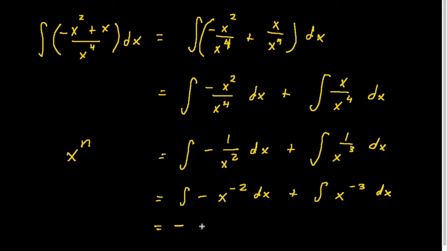We can do negative, okay, x to the negative 2 plus 1, so that's x to the negative 1 over negative 1, plus x to the negative 3 plus 1, so x to the negative 2 over negative 2, and then plus c, because there might have been some constant that we've forgotten about.